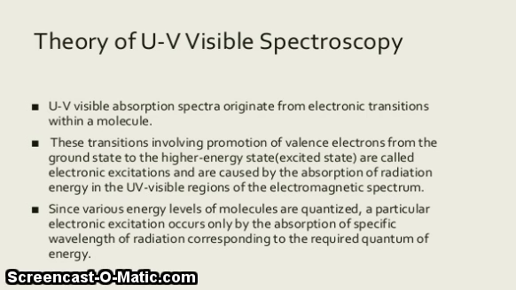Theory of UV visible spectroscopy. UV visible absorption spectra originate from electronic transitions within the molecule. These transitions involve promotion of valence electrons from the ground state to a higher energy state, are called electronic transitions, and are caused by the absorption of radiation energy in the UV region of the electromagnetic spectrum. Since the various energy levels of the molecules are quantized, a particular electronic excitation occurs only by the absorption of a specific wavelength of radiation corresponding to the required quantum of energy.